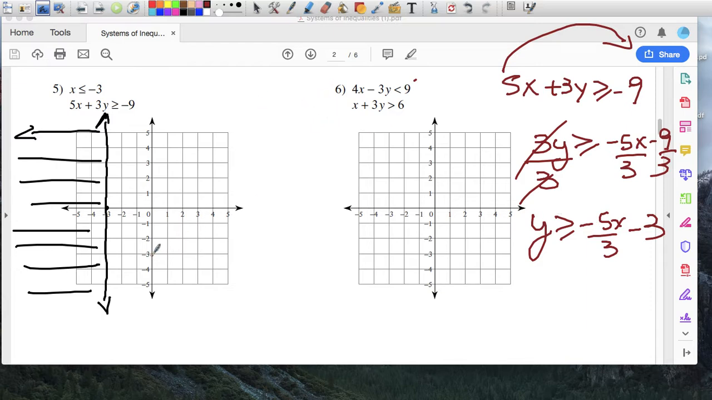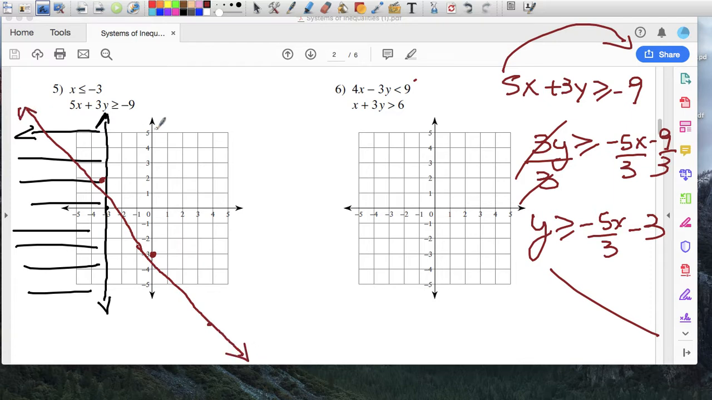My y-intercept is -3. It's a negative slope, so it's going down. So it's -5, 5 down and 3 to the right. 1, 2, 3, 4, 5, and 3 to the right would be somewhere around here. 1, 2, 3, 4, 5. 1, 2, 3. Okay, just continue. And it's also a straight line.